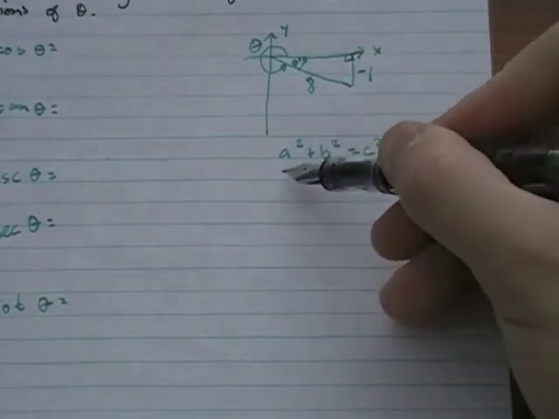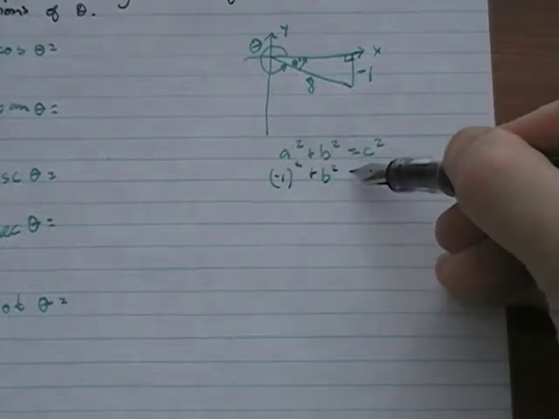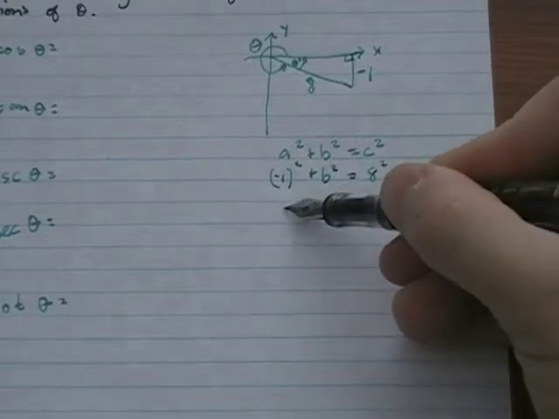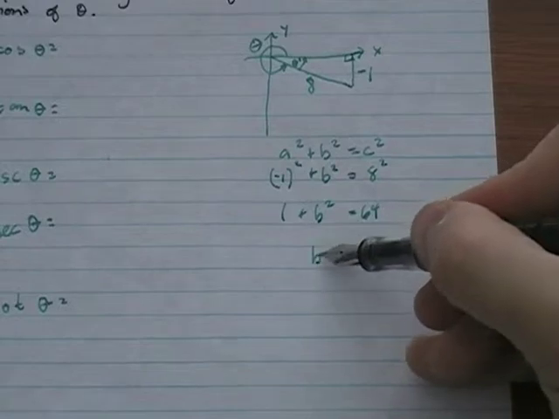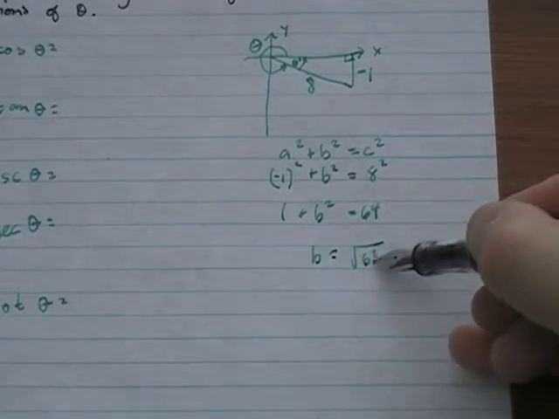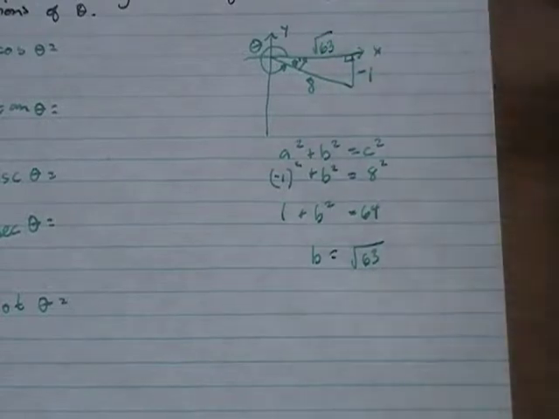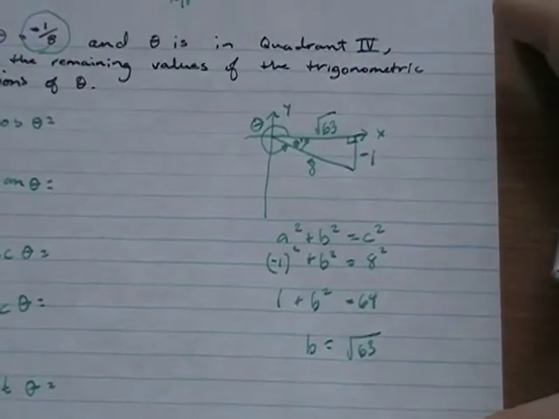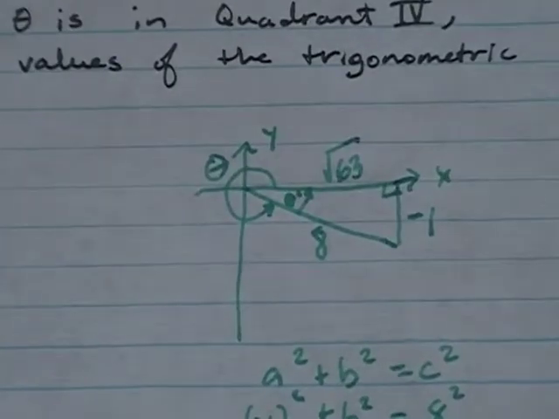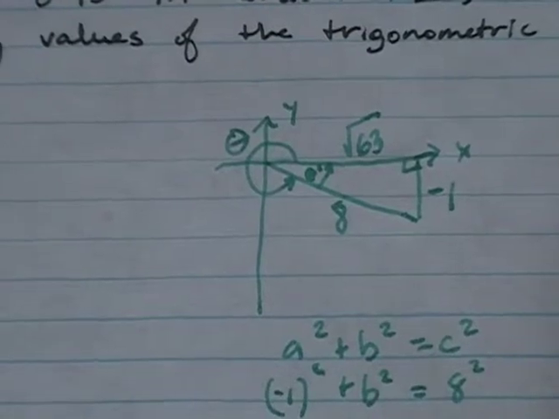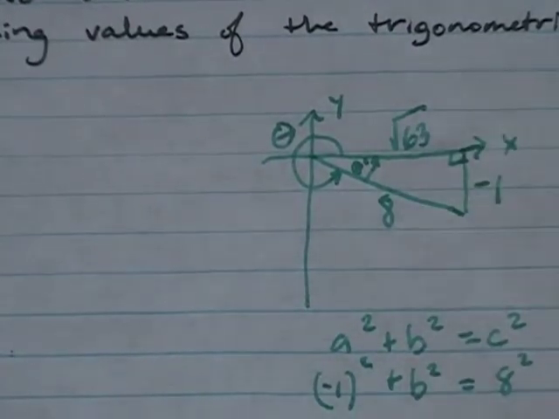So a squared, we're going to call that -1. We don't know b, and we know c is 8. So we get 1 plus b squared equals 64. So we get b equals the square root of 63, which cannot be reduced. And so we just put that on our drawing. Okay, so there's our drawing. And then we go to, all right, what are we looking for? Because this picture will answer our questions now.